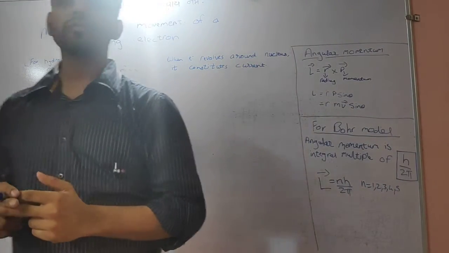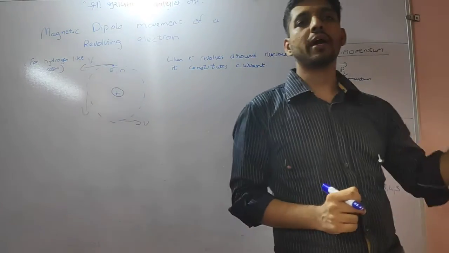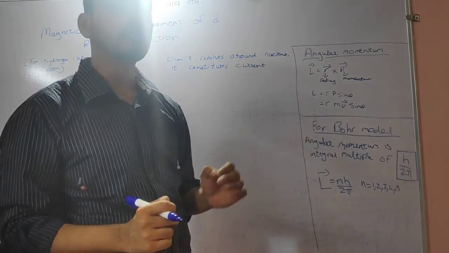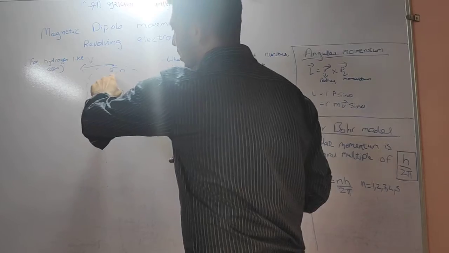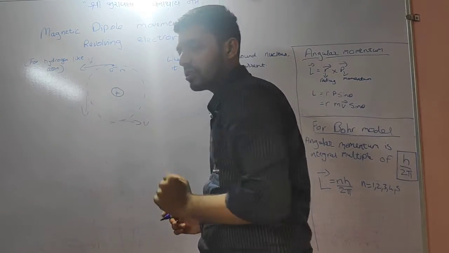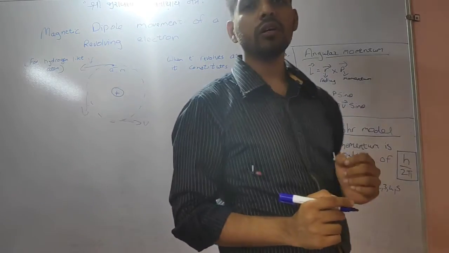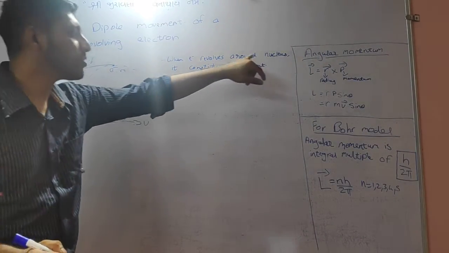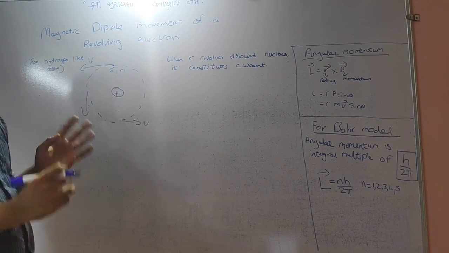What is the definition of current? Whenever a charge flows in a unit time, or rate of flow of charge, that is your current. Electron is also a charge, which means that if it is moving, it will constitute current. So here I have written: when an electron revolves around the nucleus, it constitutes current.